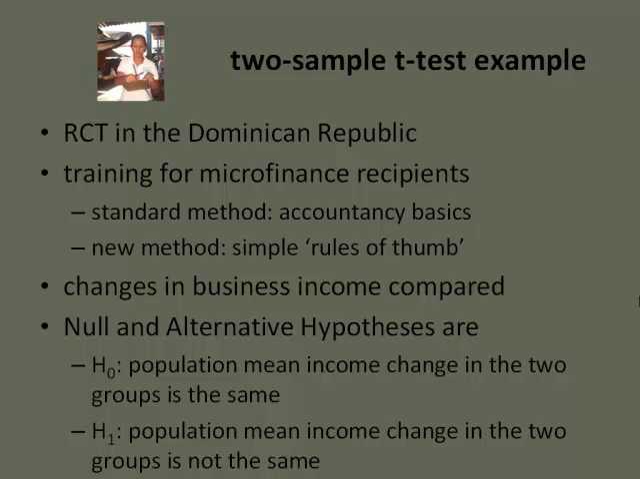Because with an RCT you have two groups, we have the means. They were given training in microfinance, and one group were given training using accountancy, basic accountancy, like double entry bookkeeping, all these accountancy laws. Other groups were given simple rules of thumb about looking at costs as well as benefits, and when someone pays you money, always bear in mind inflation, simple things like that, instead of going through the whole bookkeeping rules. And they tested to find which of these two groups does better, which has a better increase. And the null and alternative is this. The null was, in the population, the mean income change is the same. The alternative is that it's not the same, so there's a difference, two-sided.